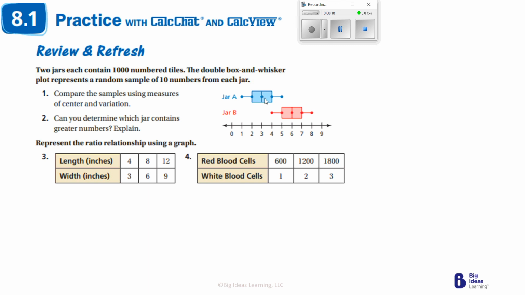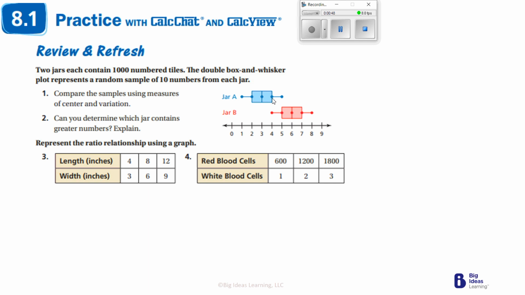Using the measure of center, I see that jar B will typically have larger numbers in it than jar A, because the center for B is 6 and the center for A is 3. The variance is going to be the same for both because the range is 5 minus 1, which is 4 for A. The range is 8 minus 4, which is 4 for B.